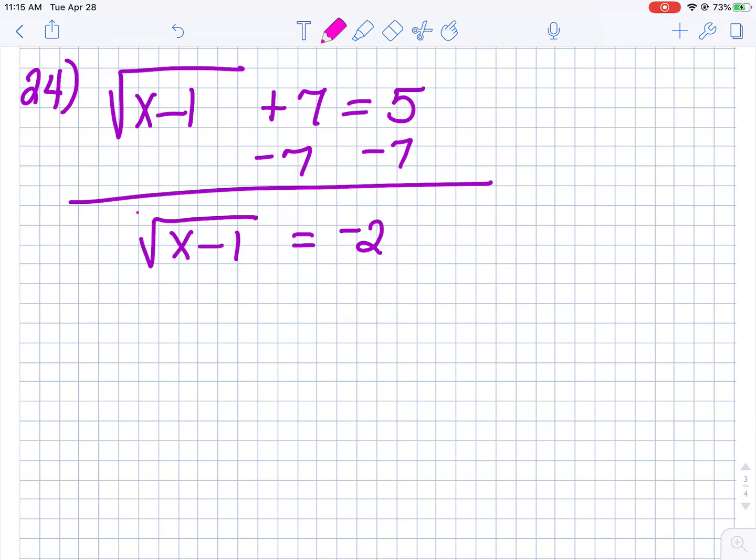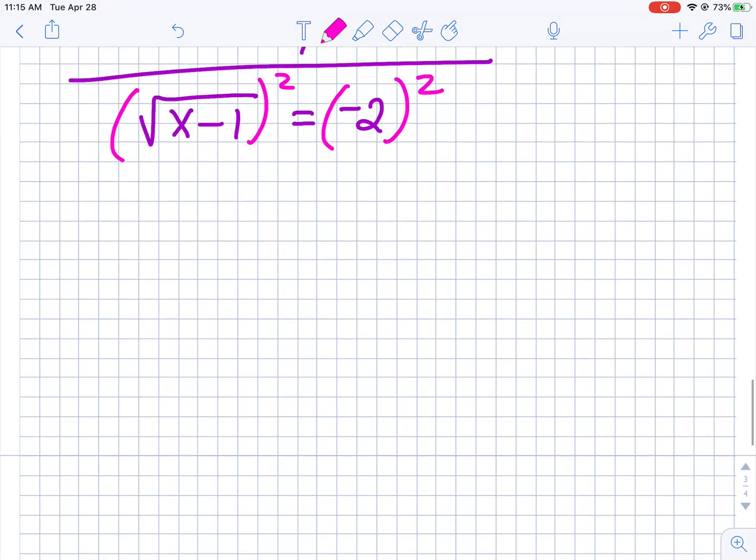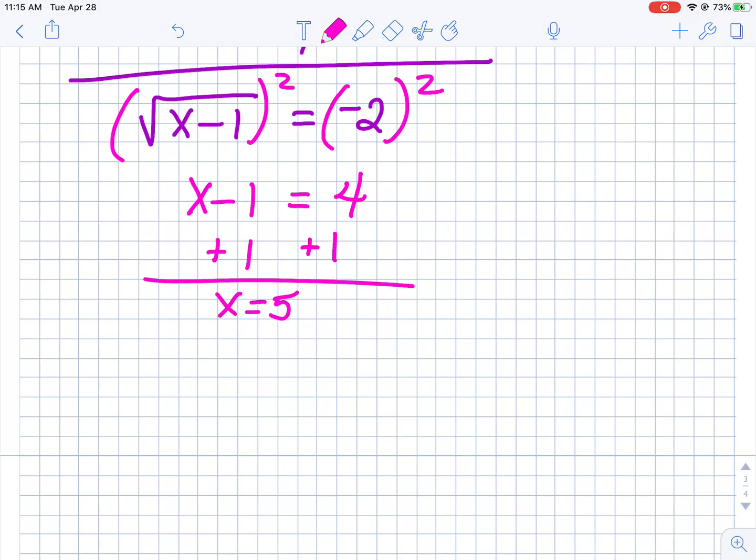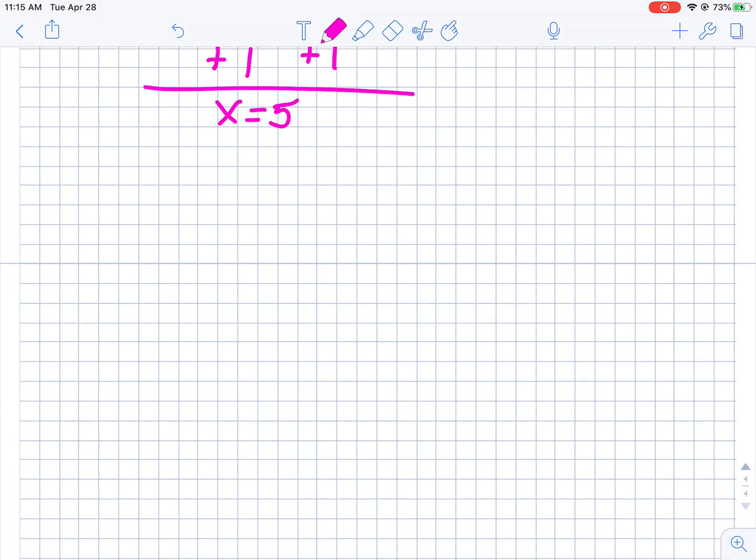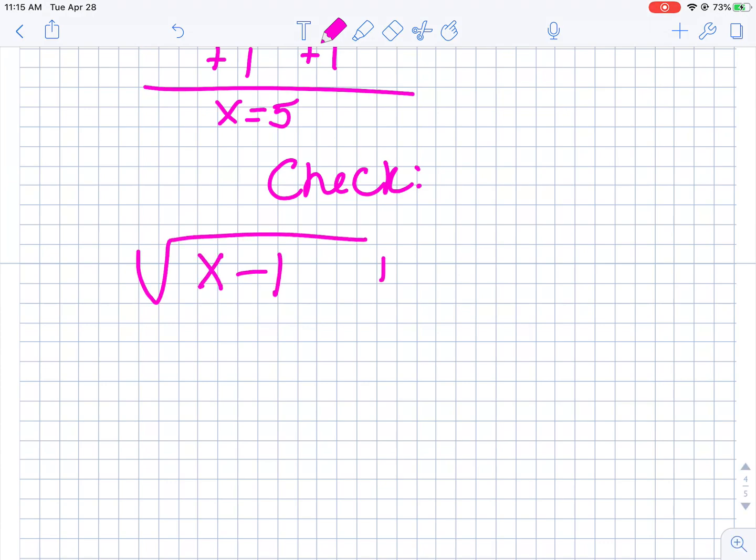Okay? So I'm going to square both sides. So what that does is x − 1 equals positive 4. Add a 1 to both sides. So I'm saying that x = 5. Okay, but we have to check it. So here's our check.